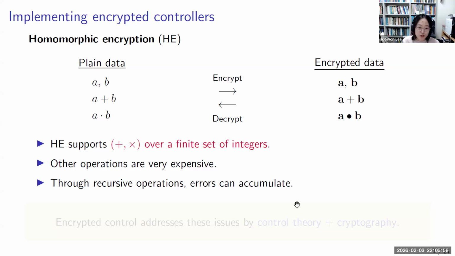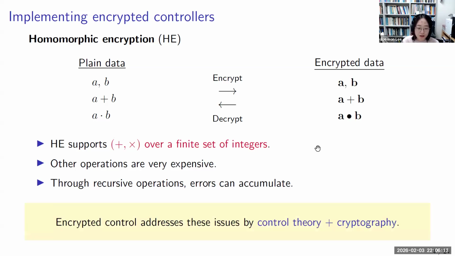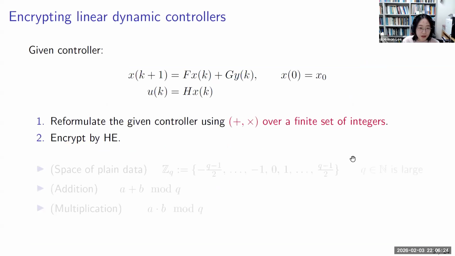Also, errors can accumulate through recursive operations, and these kinds of properties cause some major issues when implementing controllers over encrypted data. So encrypted control addresses these kinds of issues by combining control theory and cryptography. And since, as I mentioned, homomorphic encryption supports addition and multiplication over a finite set of integers, even encrypting a linear dynamic controller is not trivial.